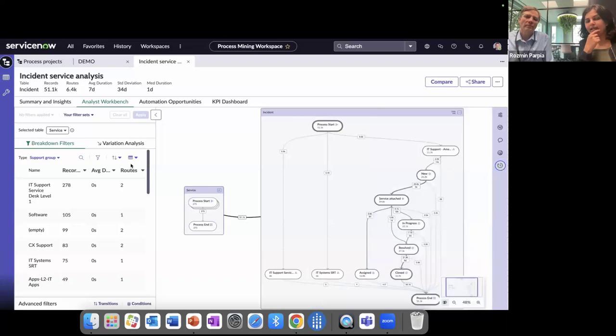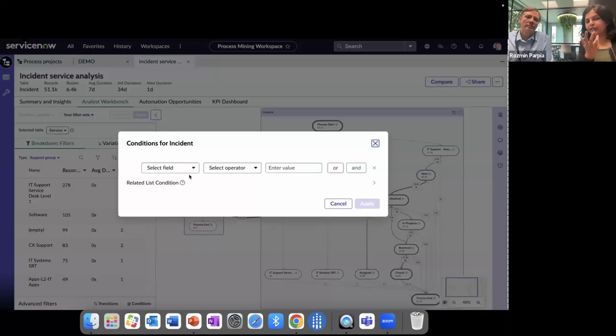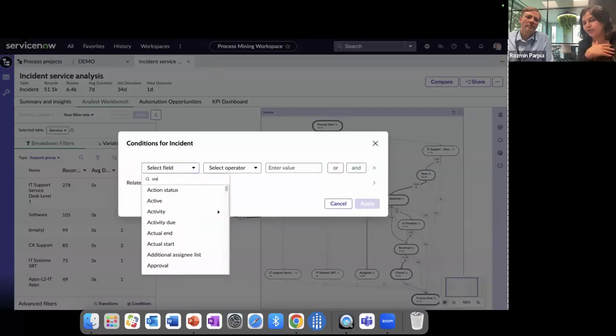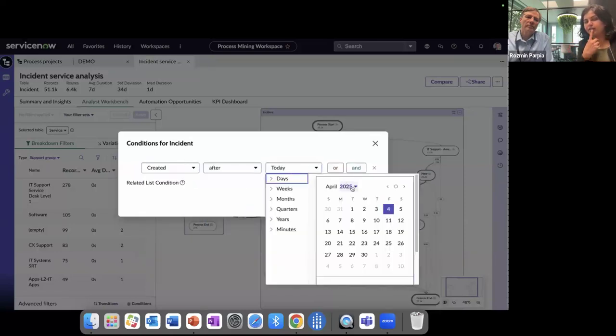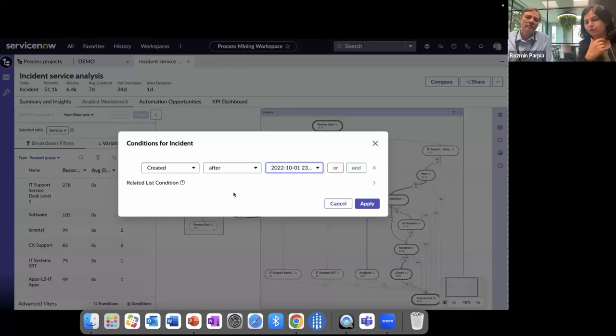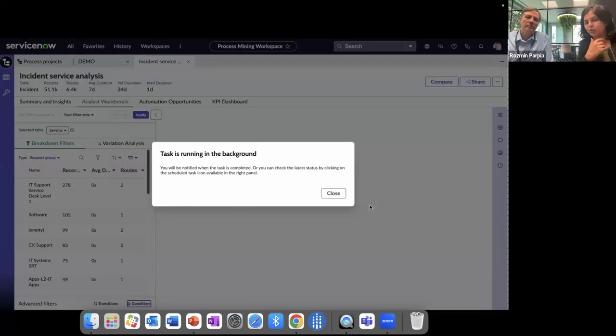Then I create another conditional filter for incidents that were created after 1st of October, when you have implemented CSDM gradually and you want to see whether it's beneficial or not. You would do the same thing, created after that date, which is 1st of October. Then you can see on one page the before and after comparison and the value of CSDM.